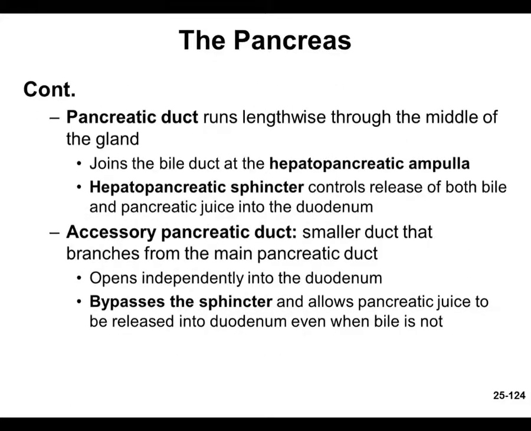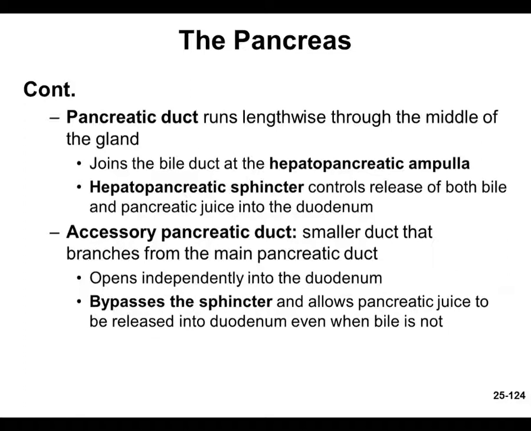The pancreatic duct travels along the middle of the gland and again dumps in with the bile duct at the hepatopancreatic ampulla and is released into the duodenum. There's actually a second smaller duct called the accessory pancreatic duct. It branches off from the side of it. It independently releases pancreatic juice into the duodenum even when bile is not.